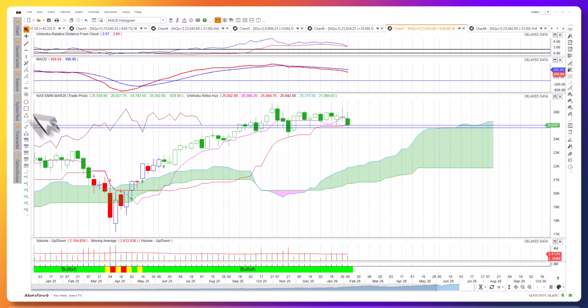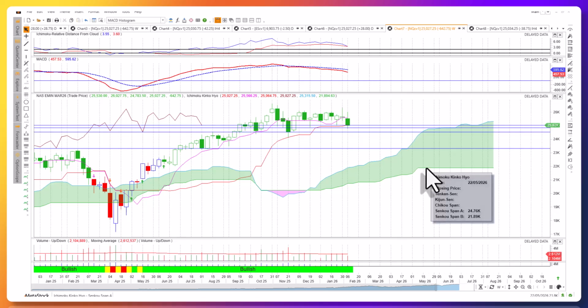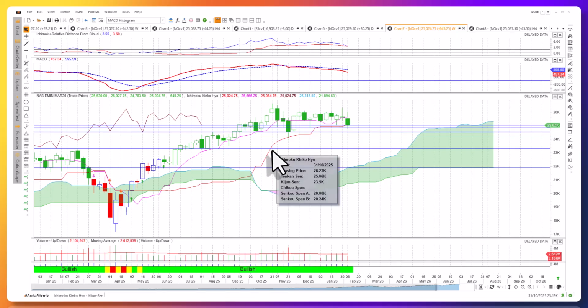If we fail there, we could retest these old highs here, as well as the top end of the front end of the cloud. So these are the downside risk targets. If support fails at this top end of the front end of the cloud, there's downside risk to 24,500 and 23,320, and ultimately the bottom end of the front end of the cloud. These are the downside risk targets on the weekly Ichimoku cloud.